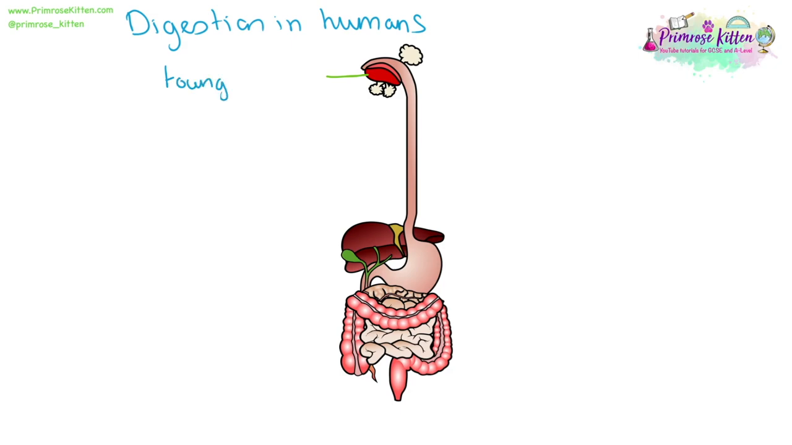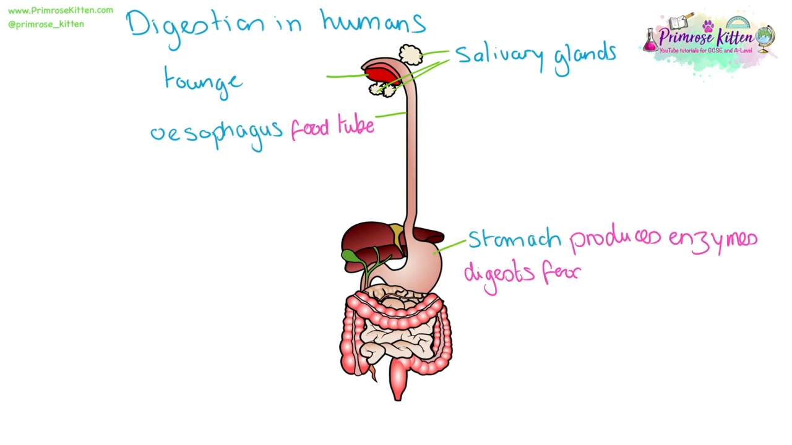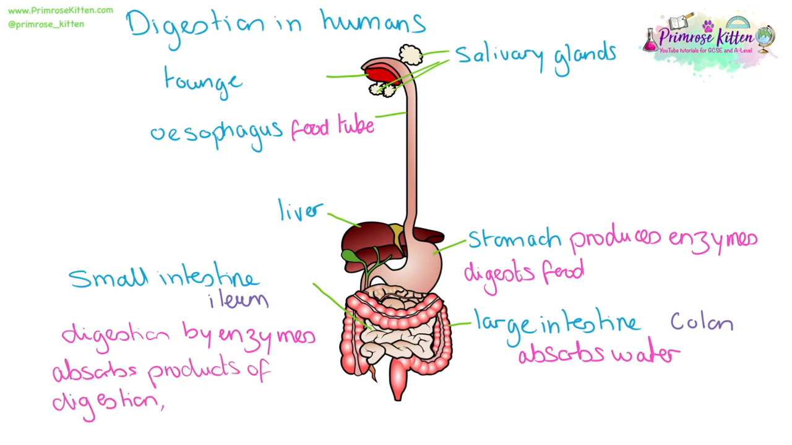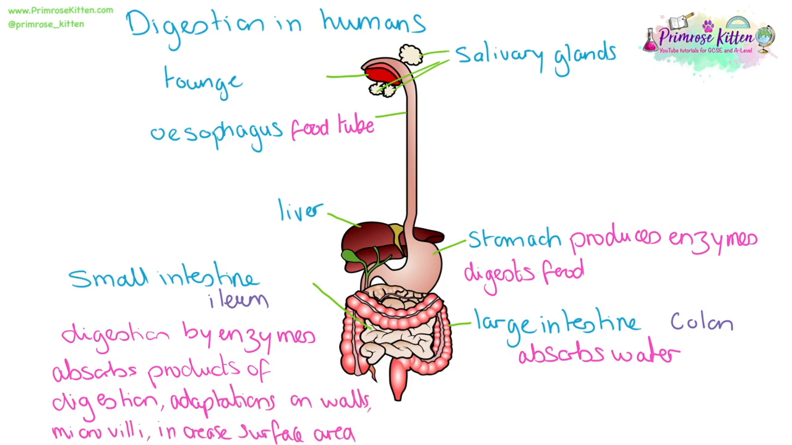Digestion in humans involves a number of organs working together. We have the tongue, the salivary glands, the esophagus, the stomach, that produces enzymes and digests food, the liver, the large intestine, where water is absorbed, the small intestine, where food is digested by enzymes, and the products of digestion are absorbed. This has adaptations on the walls, microvilli, to increase the surface area and thus the rate of diffusion.